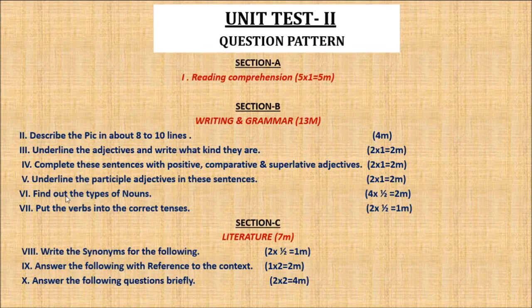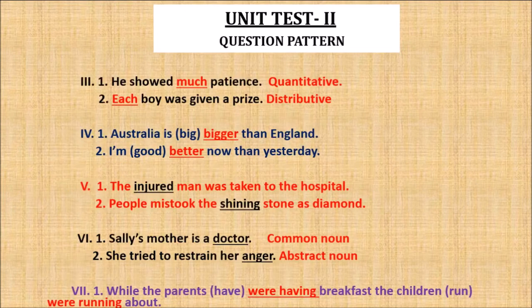Next, find out the types of nouns. Guys, you know what the types of nouns are, yes or no? Proper noun, common noun, collective noun, possessive noun, abstract noun. You all know all these types of nouns, right, guys? In the same way, we will give you some sentences and you have to underline that word and then write the type of noun.